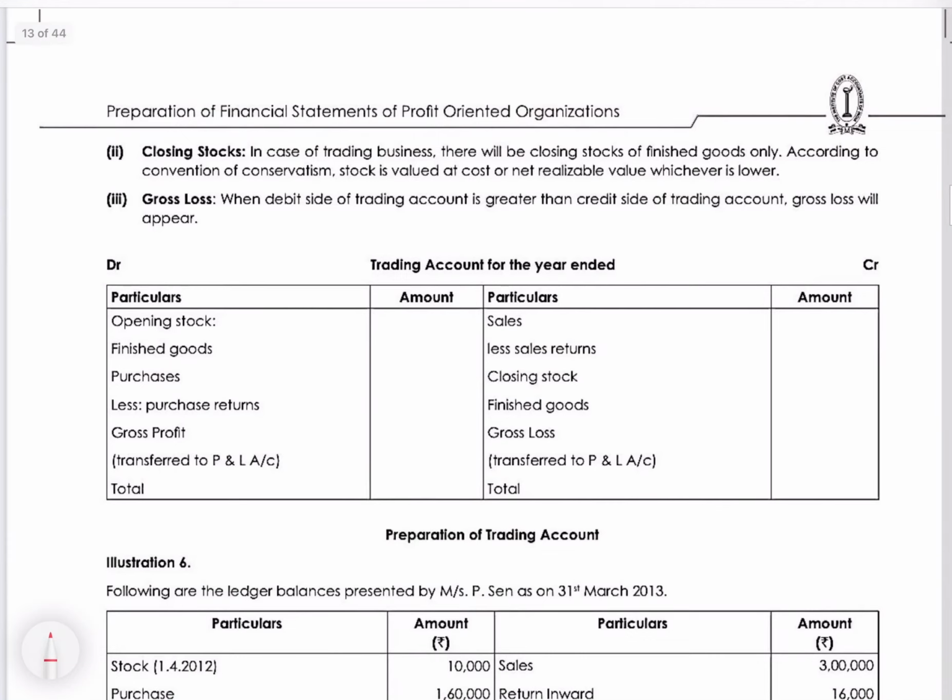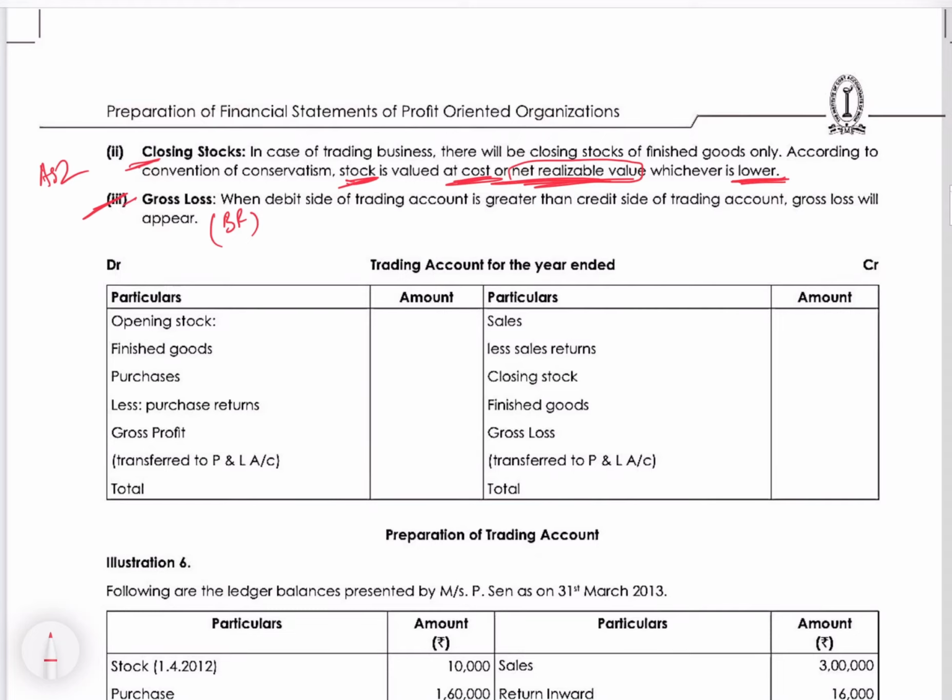Then, as on the balance sheet date, whatever finished goods stock is lying with the business will appear on the credit side of the trading account. Now, how to value it? There is AS2 which says you should value the stock at cost or NRV, net realizable value, whichever is lower. So at cost or net realizable value, whichever is lower, you will show the closing stock. And if there is a loss, then it will appear on the credit side. So gross profit and gross loss will be the balancing figure depending on which side is heavier.